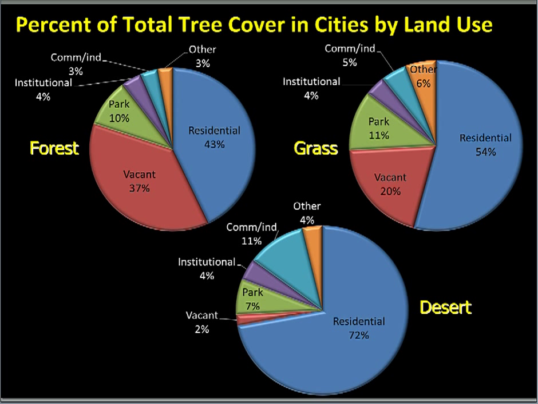Because this is a strategy of how you're going to increase canopy cover, or where the canopy cover is, in terms of trying to use trees to improve air quality. How are you going to get the trees in? So in forests, 43% of your tree cover comes from residential, 37% from vacant. When we move to grassland areas, 54% of your cover is in residential areas and only 20% in vacant areas. And then when we move to deserts, 72% of your cover comes from residential areas and only 2% from vacant.